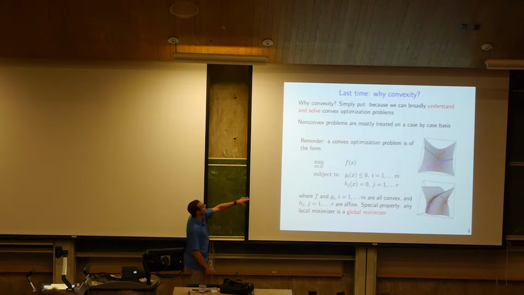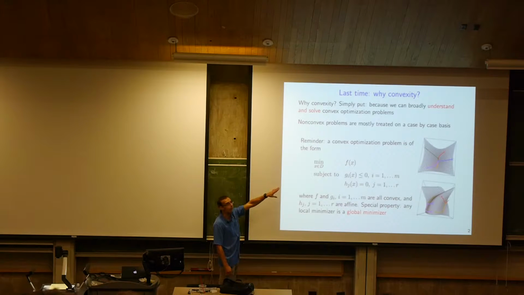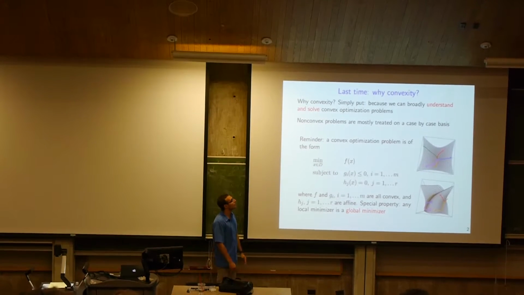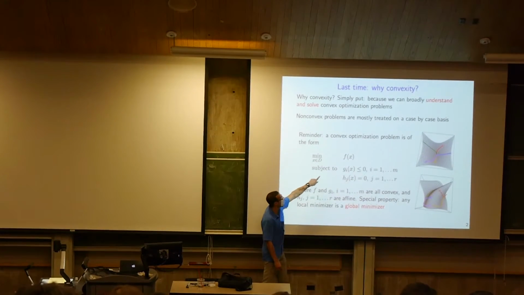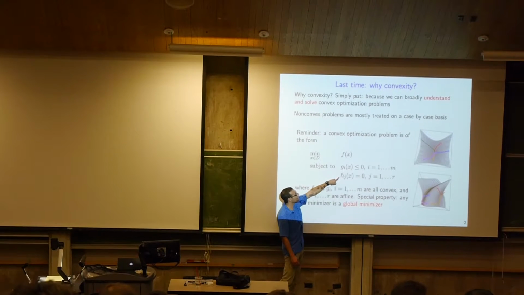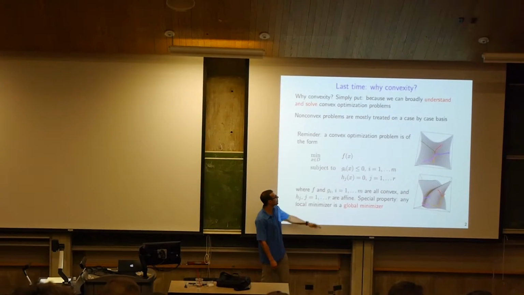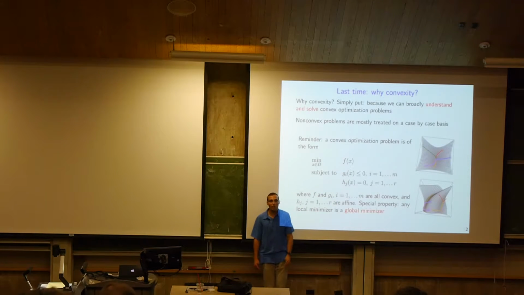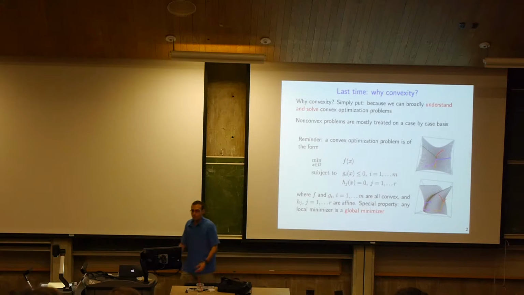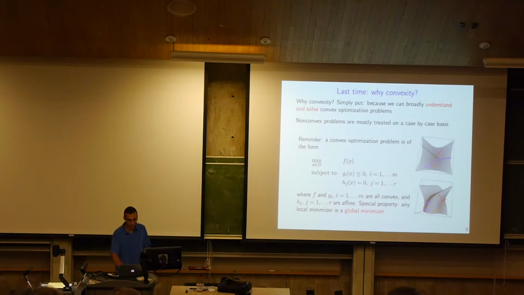Last time we talked about motivation for studying convex problems, simply put, because we can broadly solve them and understand them. This was what a convex problem looked like, minimizing some function subject to inequality and equality constraints, where we required the inequality functions and the criterion to be convex, and the equality constraint functions to be affine. So hj had to be an affine function for each j.